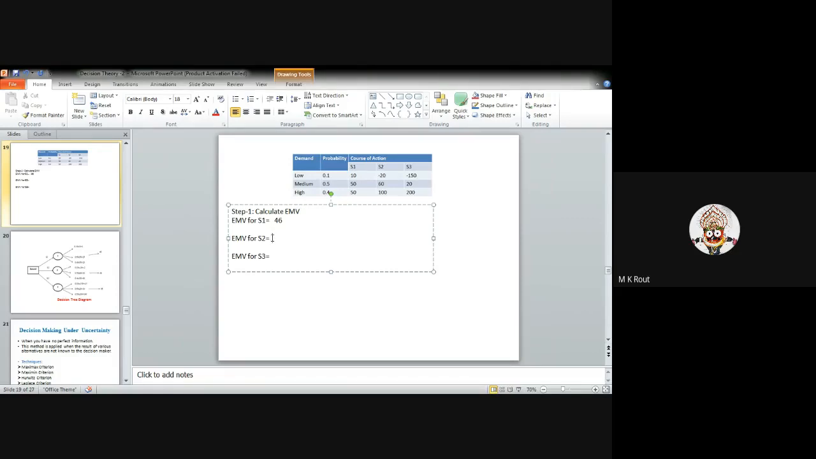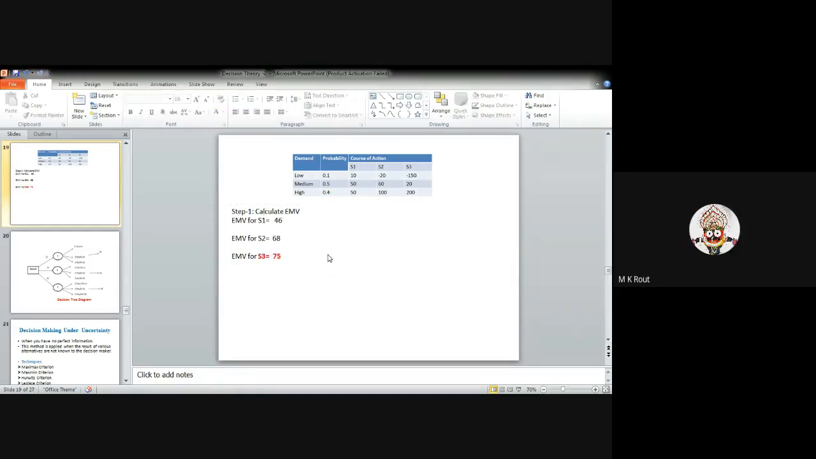Next one. Sir, 68. Yes, the second one is 68. What is the value of S3? The last one is 75. Out of which one has the maximum value? S3. S3 is the maximum value, 75.